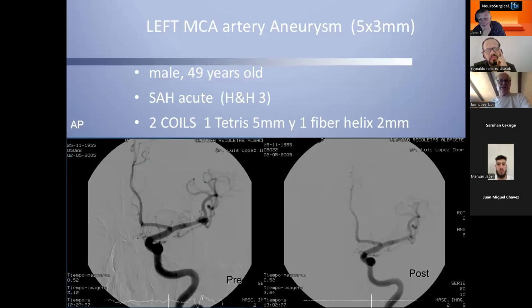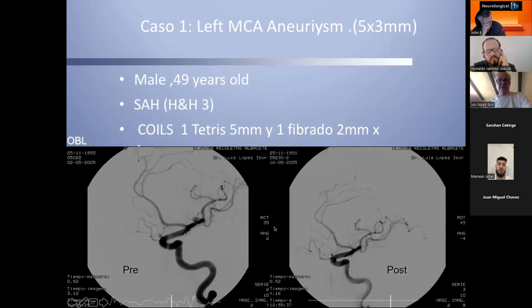Male, 49 years old, only 2 coils, 1 Tetrix with basket and 1 fiber 2 millimeters. And this is the control, totally occluded, stable.